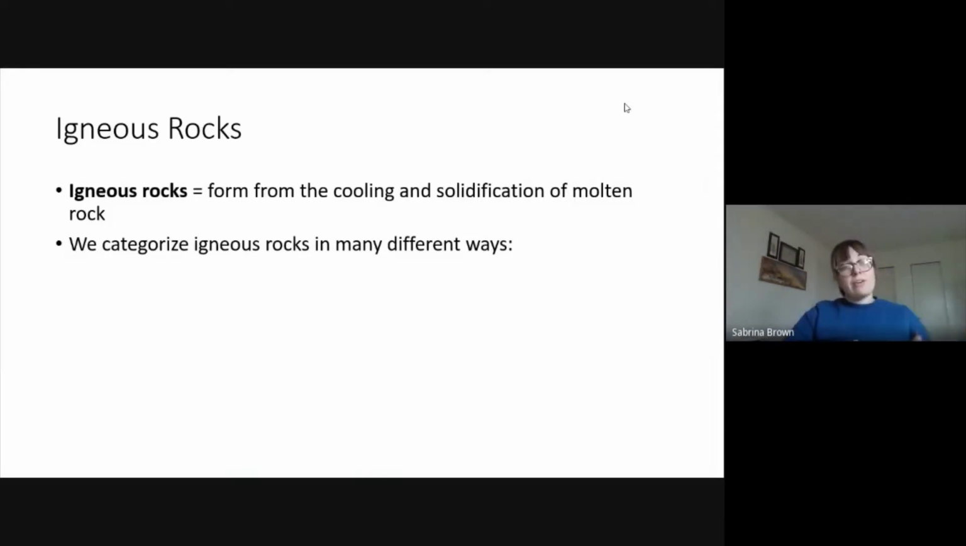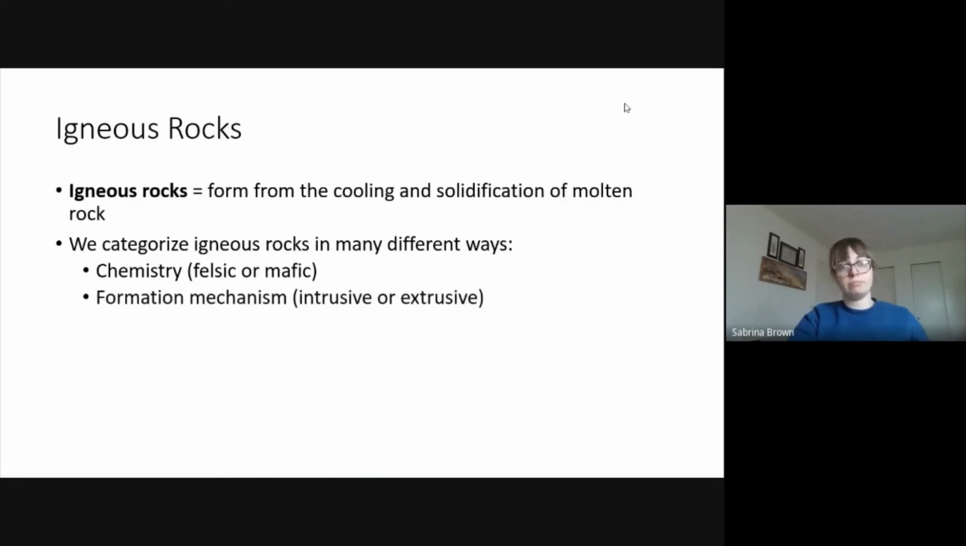And so we can categorize igneous rocks in many different ways. One way that we can categorize them is based on their chemistry, right? So we can talk about what makes the rock up. And then we can also categorize igneous rocks based on how they form. So whether they form inside the earth or at the Earth's surface, right?